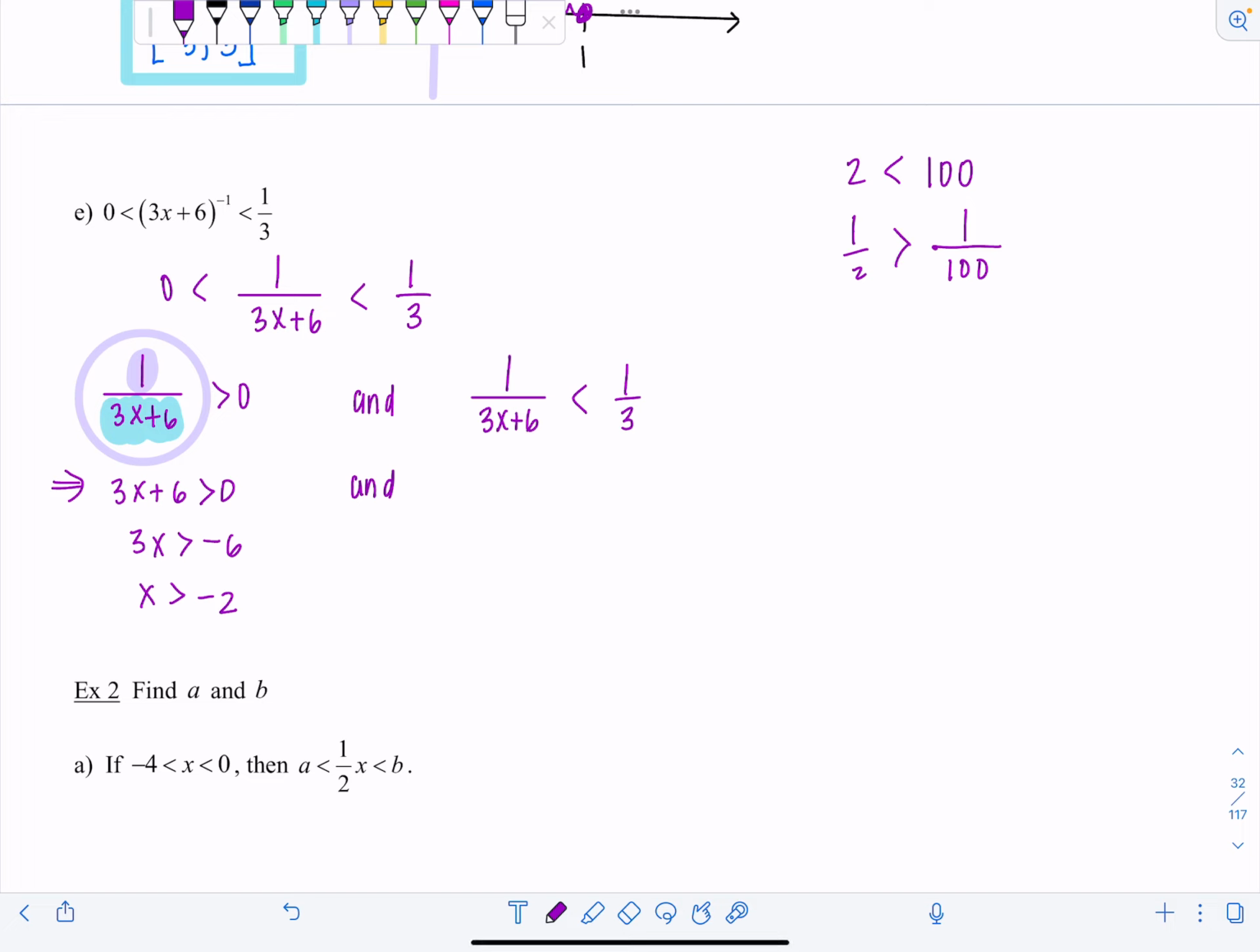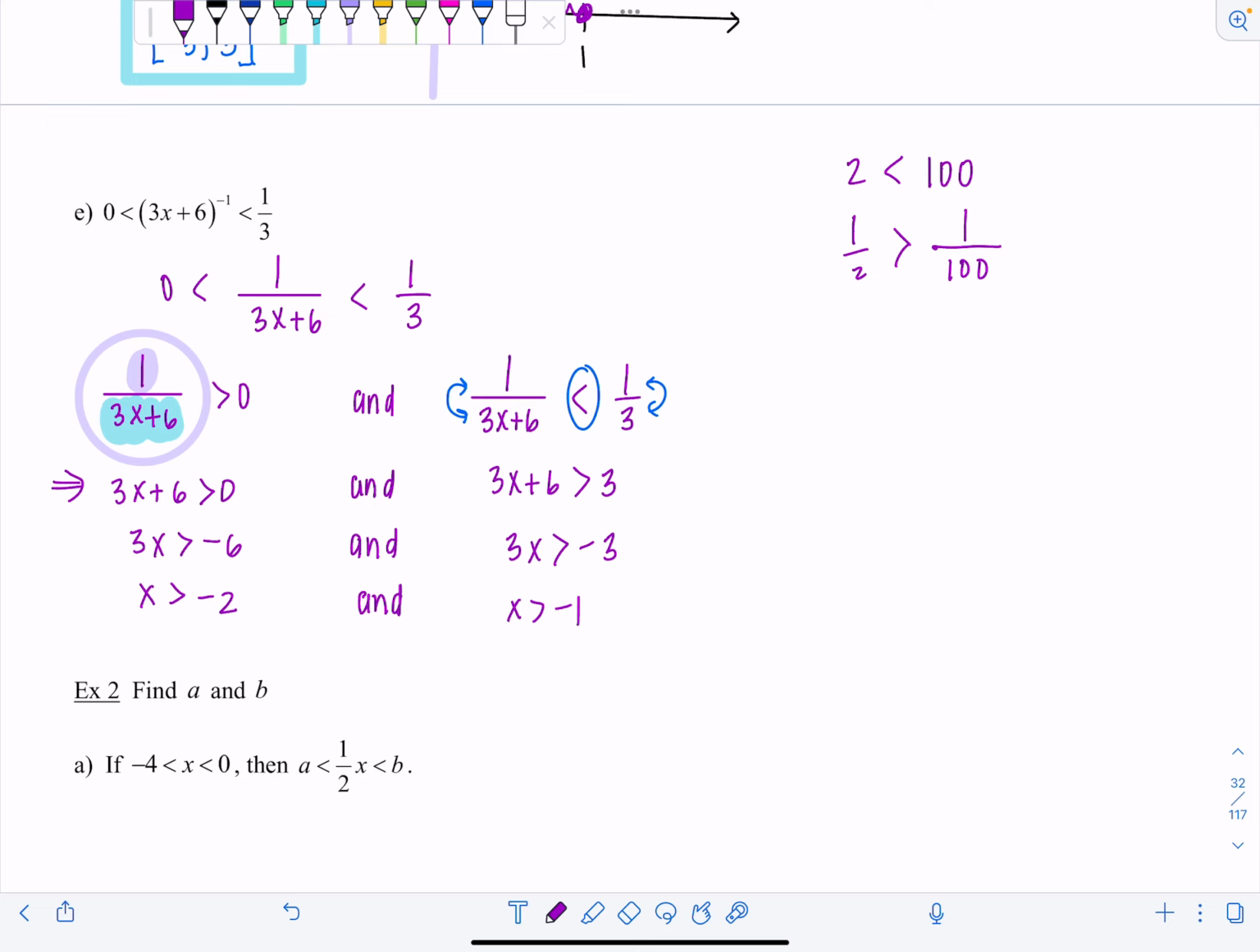1/2, right? I'd rather have half a donut than 1/100th of a donut. Come on. So same idea here. If I take the reciprocal of both sides, then you're going to have to switch the direction of the inequality. So now we have 3x plus 6 is greater than 3. And that means 3x is greater than -3 if I subtract 6. And x is greater than -1.